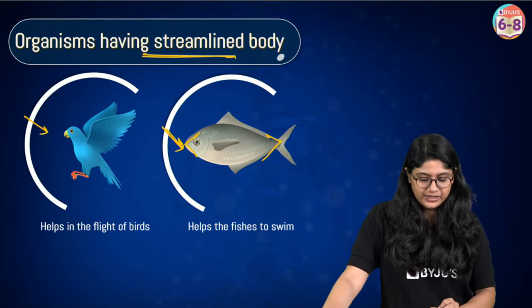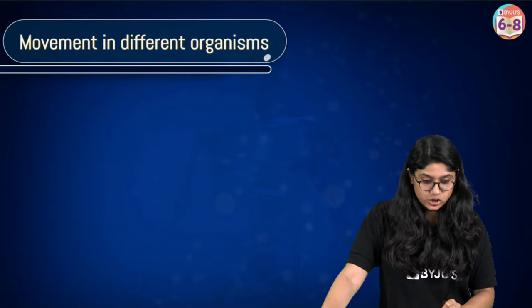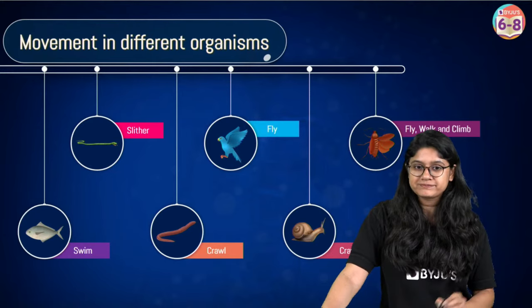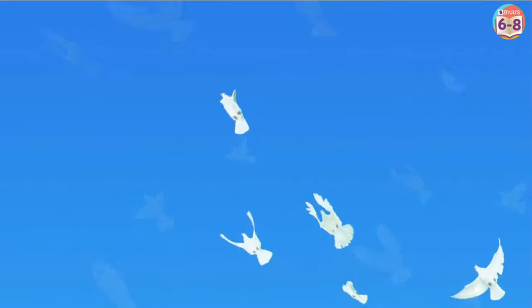So, now that we are clear with this, now that we know what a streamlined body is, let's look into the detail of all of this. Okay? Let me quickly take you to this. See over here what we have. I'm just moving aside. See what you can see? Birds, right? And how they fly? And they fly really very high, right?